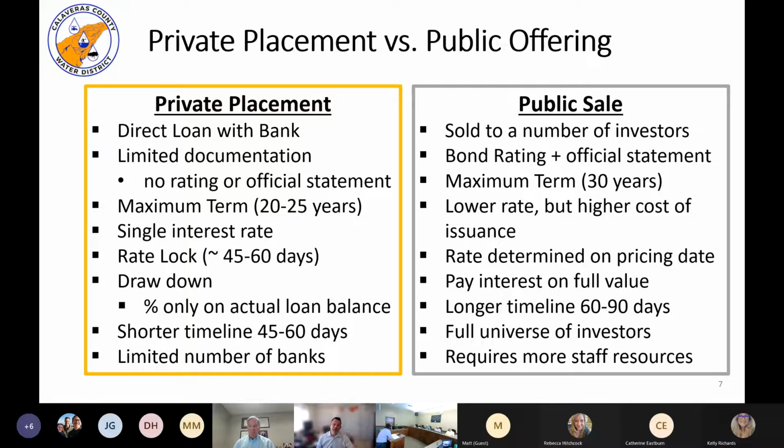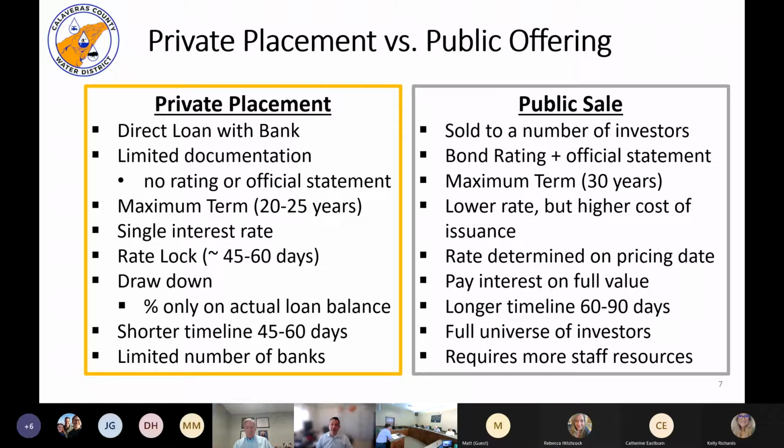Now, when you think of this, the interest rate might be a little bit lower on a public sale, but in 90 days, our belief is that the rates will go up significantly, such that you're in a much better position to lock in rates in the next week or two versus locking them in 90 days. So that is one of the primary factors of doing a private placement.